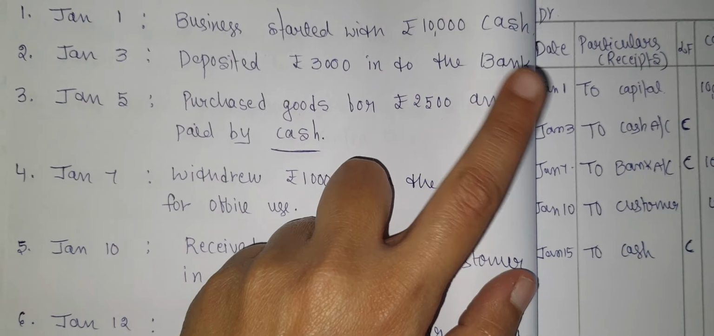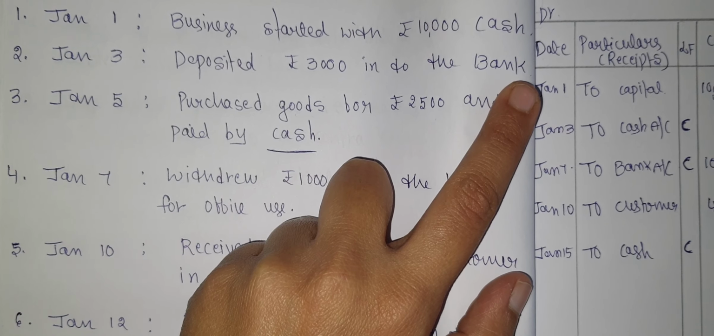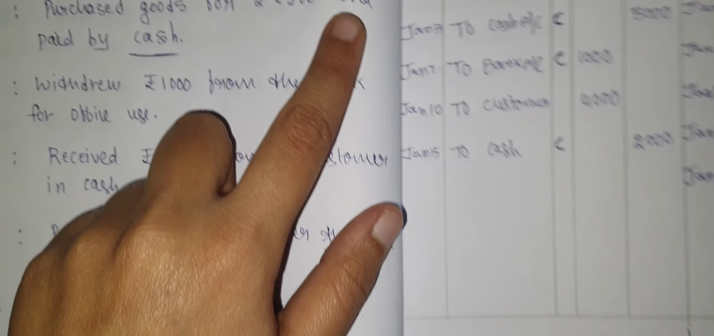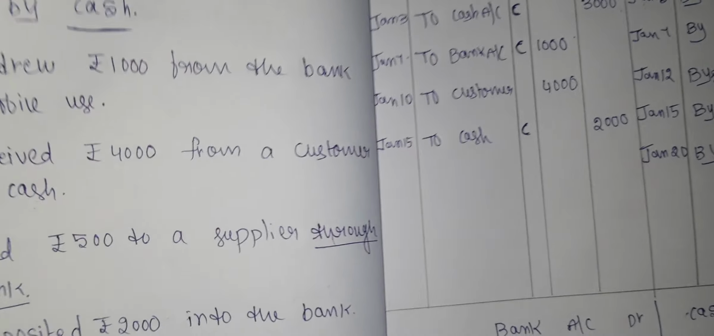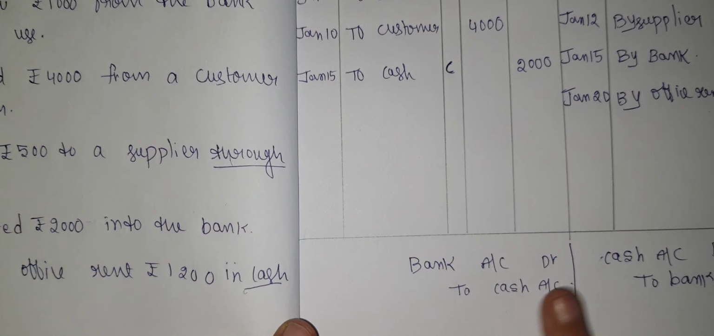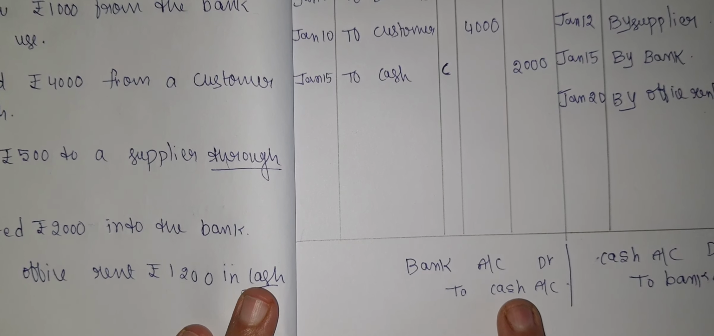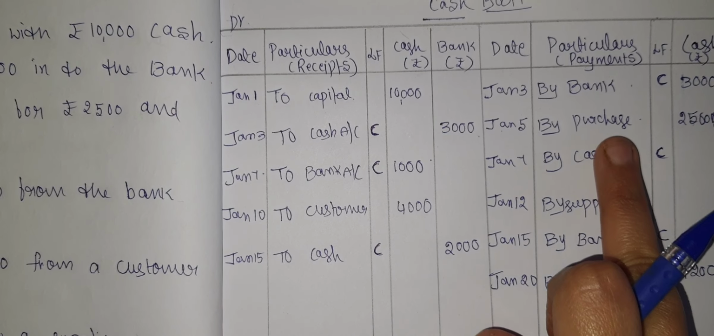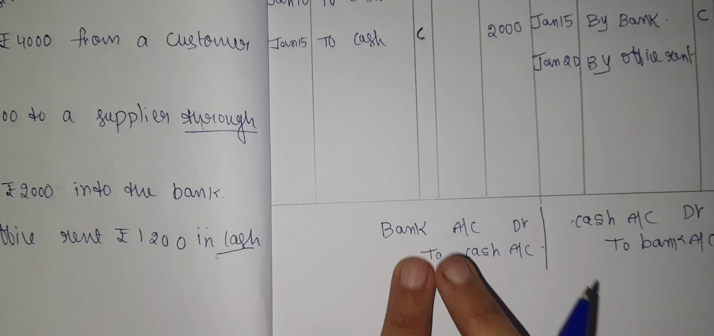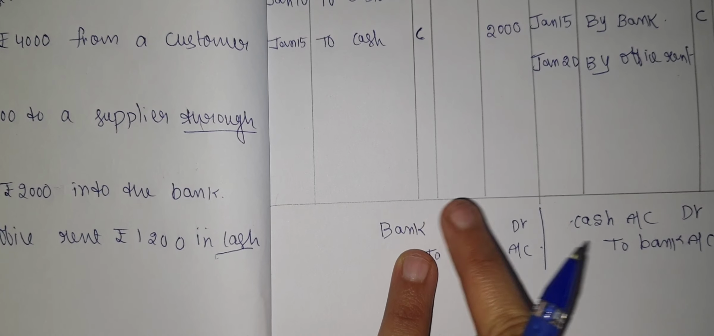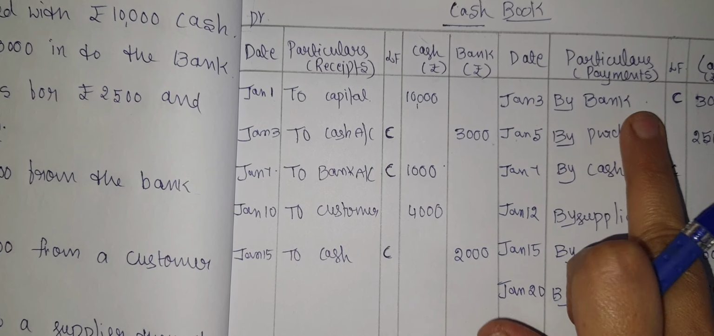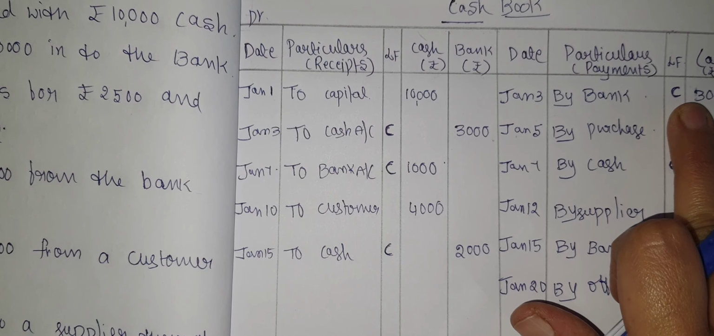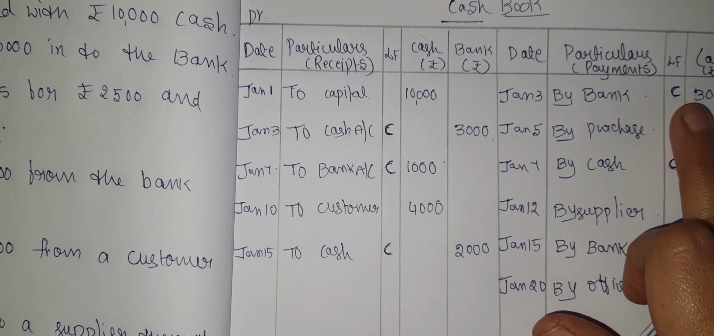Here, first one, deposited rupees 3000 into the bank. Fine. Means the entry is bank account debtor to cash account. Bank account debtor to cash account. And here cash account is credited. So go to the credit side of the cash book and write down the opposite entry of cash account, that is bank account. See here, by bank account. And write down C in the ledger folio because this is a contra entry.